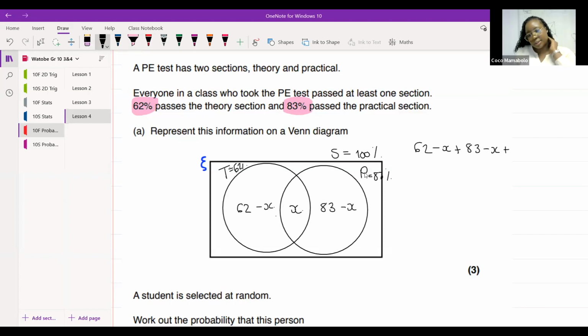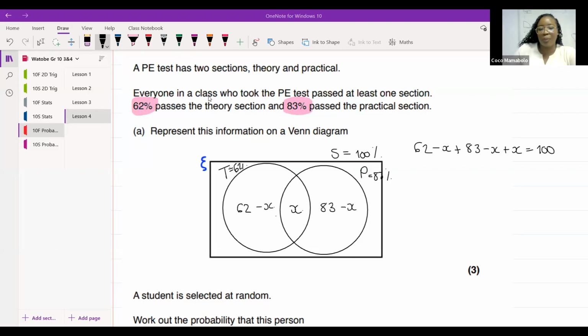Plus X, then equals 100%? Excellent, good, excellent. I bribe my kids in my class with sweets, and if you were sitting in my class right now, I would throw you a sweet because you did that. What is our next move?